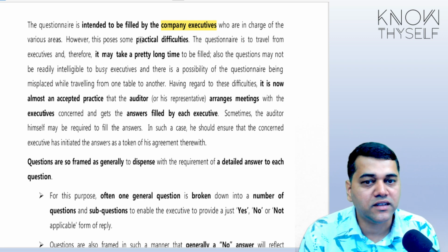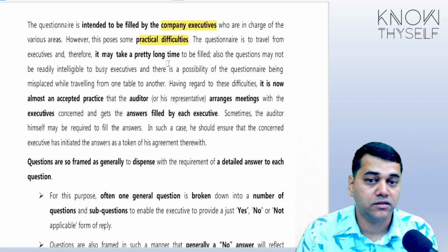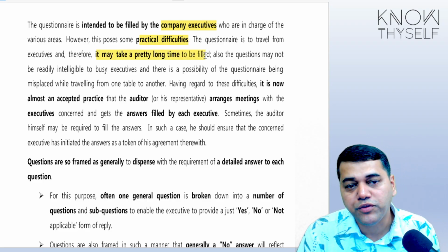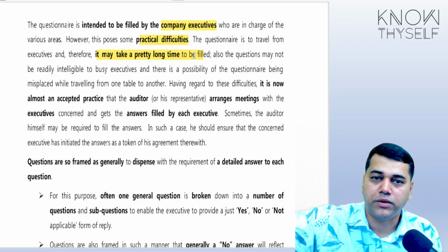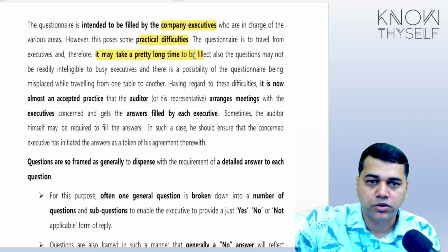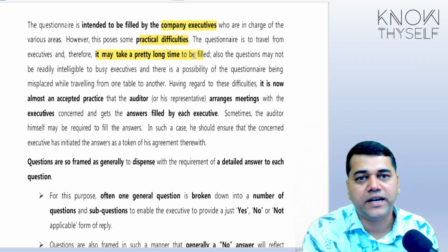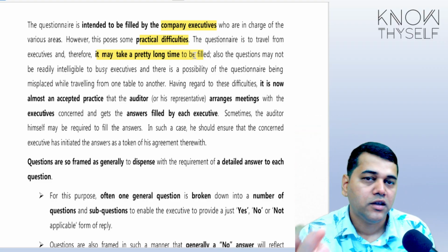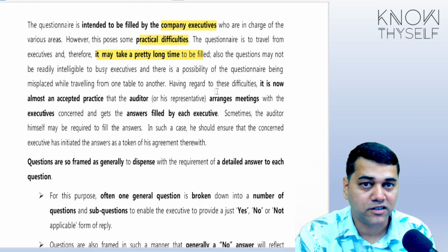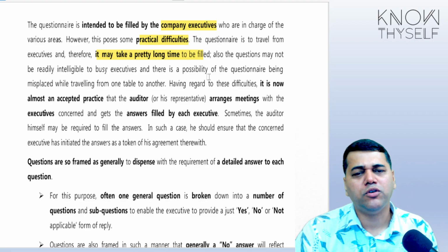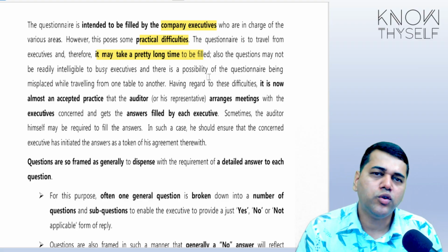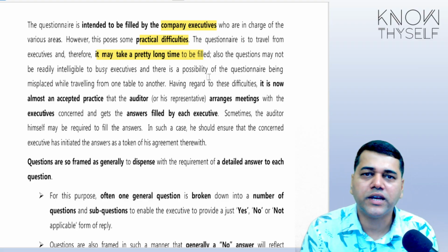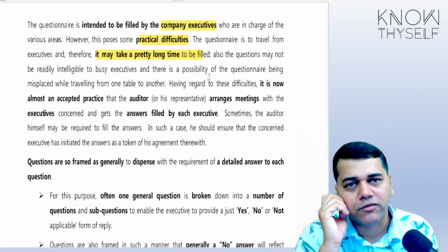But please understand, there are some practical difficulties. It may take a pretty long time to be filled because already you have to prepare so many things, so much data you need to input. On top of it, I will also come and sit on your head and say, please fill this questionnaire. So what is the practice right now? How is it operating? Because what happens now, you always send one questionnaire. You are not filling it. You are keeping it pending. I am always following up: please give, please give.